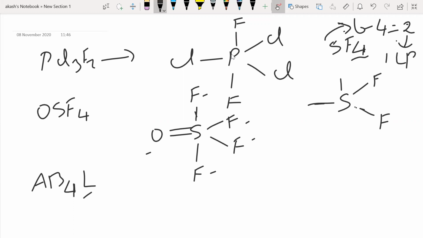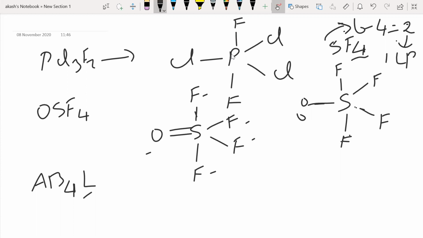Okay. So first, let me draw the axial and equatorial bonds. Now, as I told you, there is 1 lone pair, and this lone pair has to go to this position, the equatorial position, and all the other fluorine atoms are there wherever they are. Fine. Now the geometry is this, no doubt, but for the shape you have to be very careful.